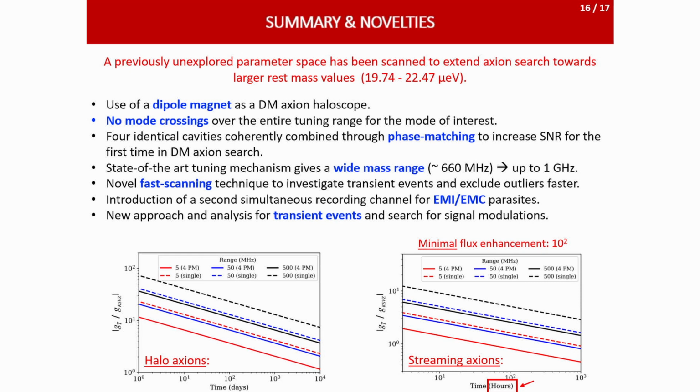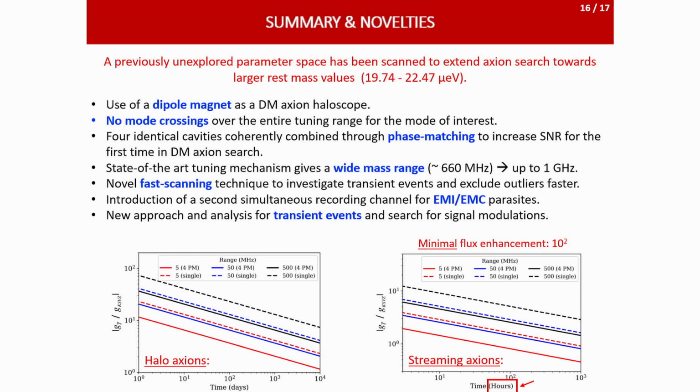We introduced a state-of-the-art tuning mechanism resulting in a wide mass range of 660 megahertz. And of course, we used this novel fast scanning technique that I told you about, to be able to probe also for transient events and scan outliers faster. Then we introduced a second measuring channel for parasites. And we started designing a new approach and new analysis techniques for this kind of transient events, also for the time domain option, to search for such signal modulations.